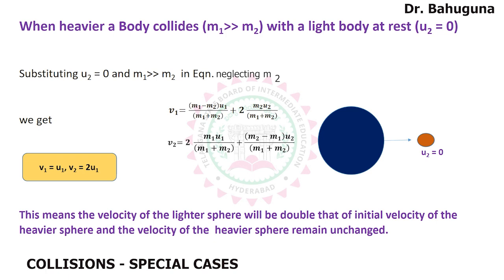How to prove it? When a heavier body M1 is colliding with a lighter body at rest, if we write U2 is equal to 0 and neglect M2 in the above equations of V1 and V2, we get V1 is equal to U1 and V2 is equal to 2U1. This means the velocity of the lighter sphere will be double the initial velocity of the heavier sphere, and the velocity of the heavier sphere remains unchanged. So nothing happens to the heavier one, but the lighter one gains double the velocity of the heavier one. That can be proved.